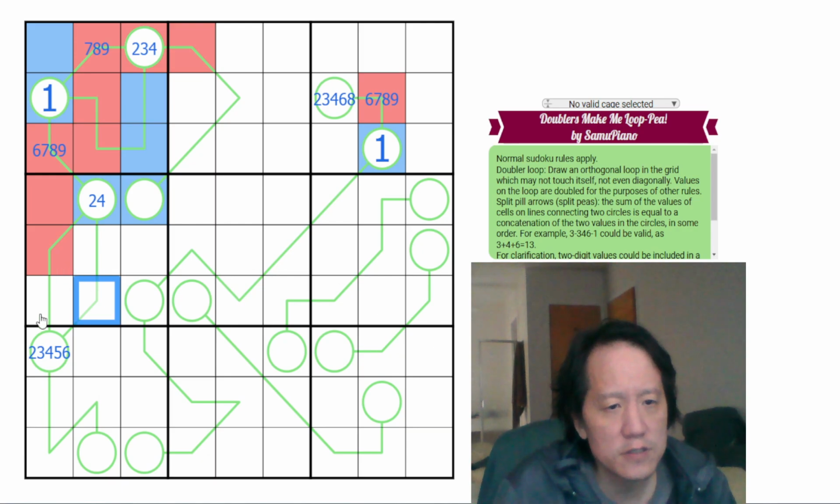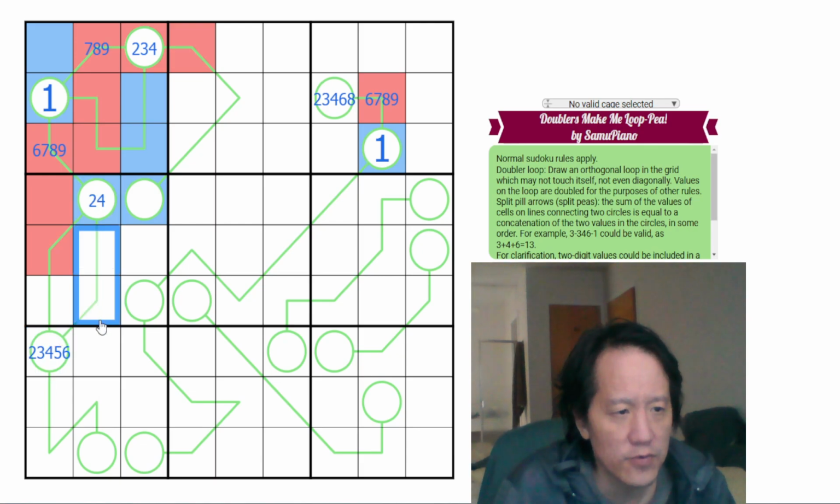So 26 is possible, right? If this is 2 and this is 6, then this would have to be 6, 7. And those would both be doubled. This would be 9, and this would be 8. Can it be 25? I don't think so.